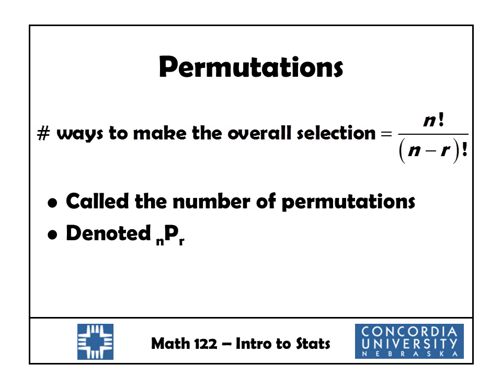So now to calculate the number of ways to make the overall selections, we don't have to multiply things like we did originally. We can use this formula. We take n factorial divided by n minus r factorial, and that will give us the number of ways to make the overall selections. This number of ways is called the number of permutations, and it's denoted by nPr.